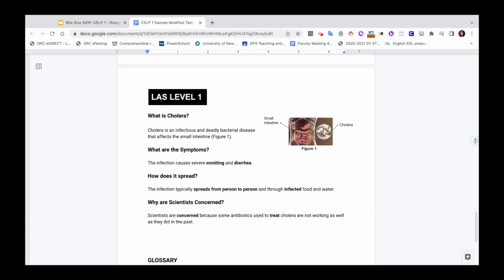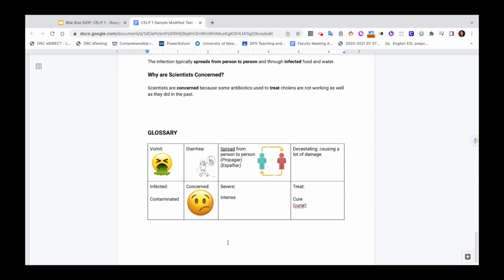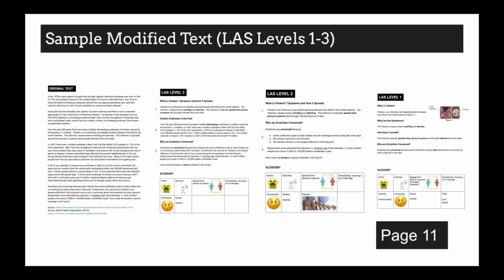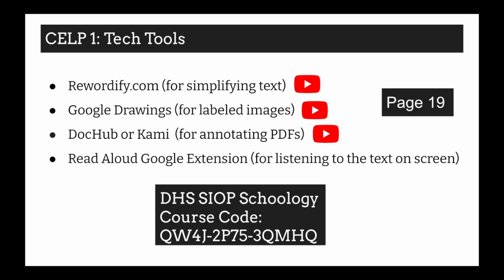We can still provide them with some of the supports other levels are getting, such as labeled images or subheadings and a glossary. And their glossaries look different. The glossary has more items, and some of these items are translated into their native language just to give them more opportunities to clarify the meaning of these target words. The linguistic supports used to modify the sample reading text can be found starting on page 11 of your notebooks, along with some tech tools that you can use when modifying reading texts. For video tutorials, please go to my Schoology course.